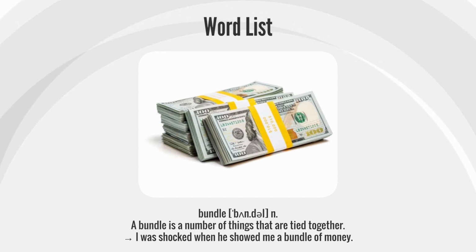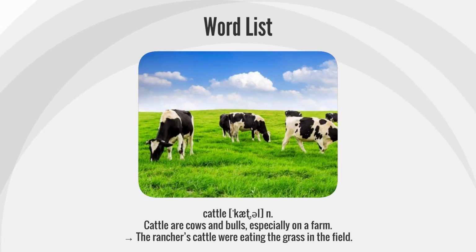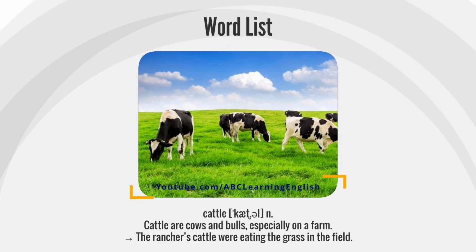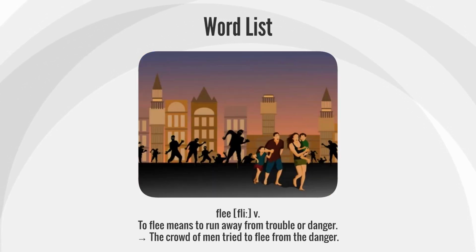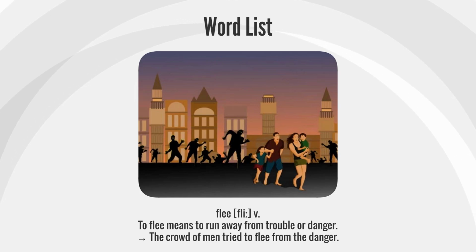Bundle. A bundle is a number of things that are tied together. I was shocked when he showed me a bundle of money. Cattle. Cattle are cows and bulls, especially on a farm. The rancher's cattle were eating the grass in the field. Flee. To flee means to run away from trouble or danger. The crowd of men tried to flee from the danger.